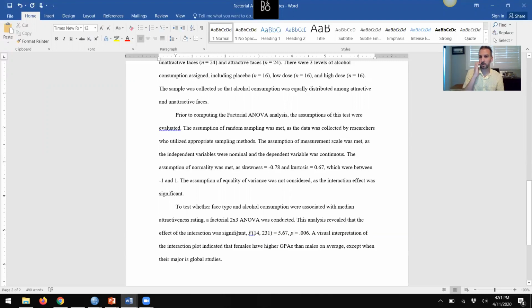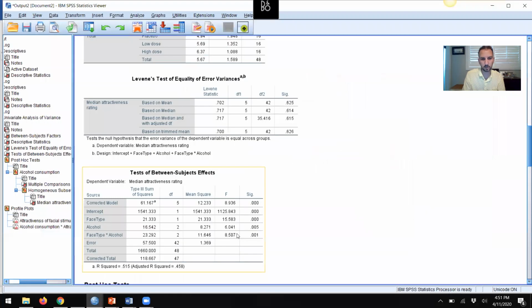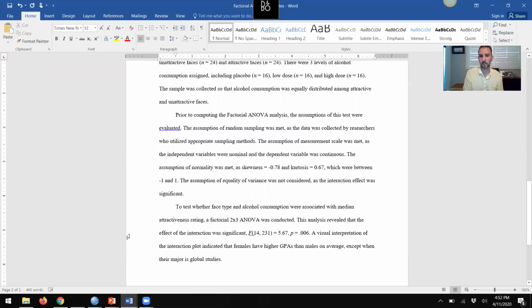Again, your write-up, if you were to write up this example, is going to be similar. If this interaction is significant, you draw people's attention to it. Interactions are very interesting because they mean that the effect of one depends on the other. That's the most important takeaway. So the effect of the interaction was significant.